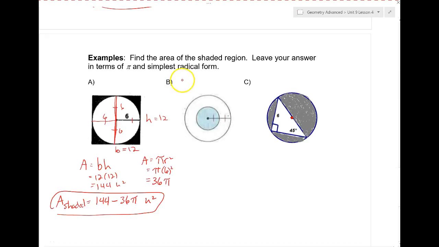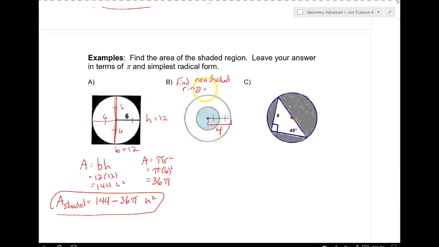Okay, now this is the one I have to change. I didn't have everything right here. So find the non-shaded ring. Basically I'm asking to solve for the area of this part of it. Here's the other thing I didn't tell you, which wasn't very good. What's the radius for this whole thing? Let's call that radius 4.